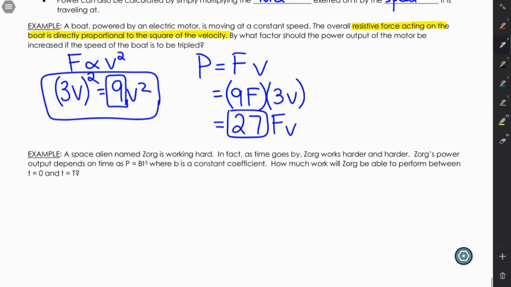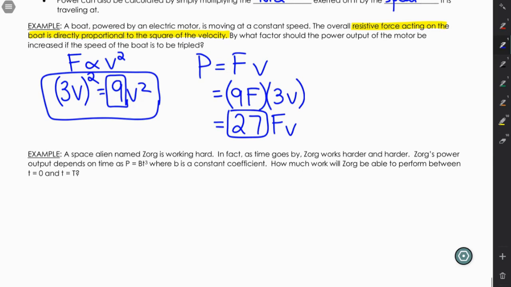Again, this is not your simple power calculation, right? This is one where they give you a force in relationship with velocity. Normally we just assume it's a 1-to-1 relationship, but in fact, this is a 1 to squared relationship, okay? And so that's why we'd have to square that 3 first and then plug it in, follow through our process, okay? So we would have to increase our power output by 27 times, all right?